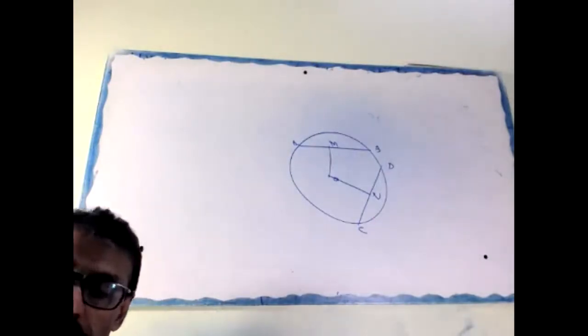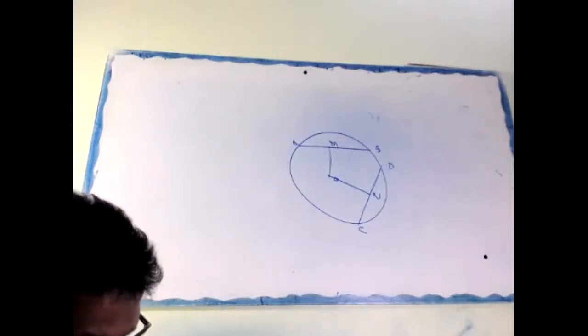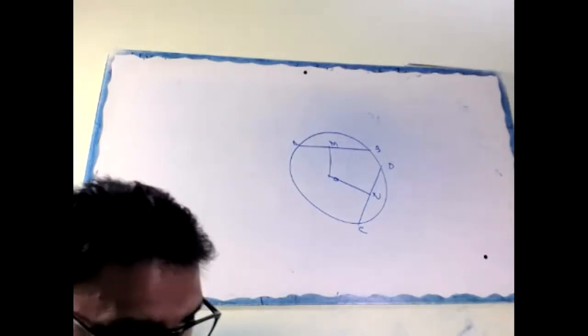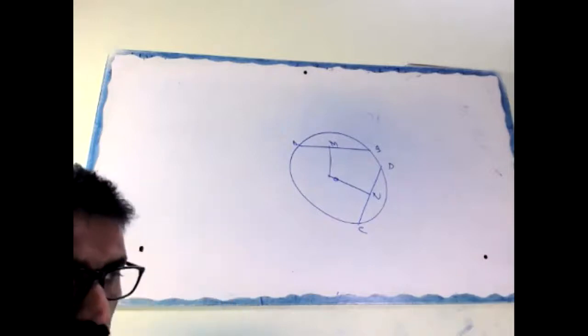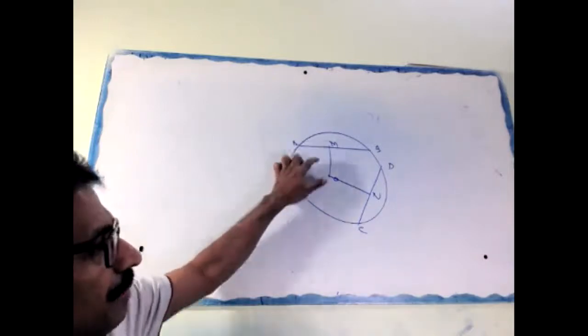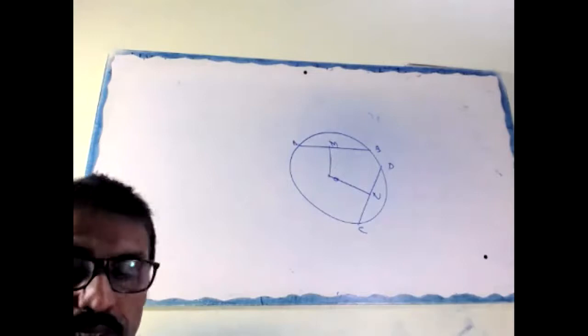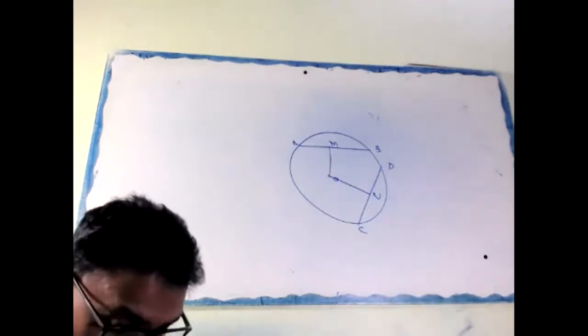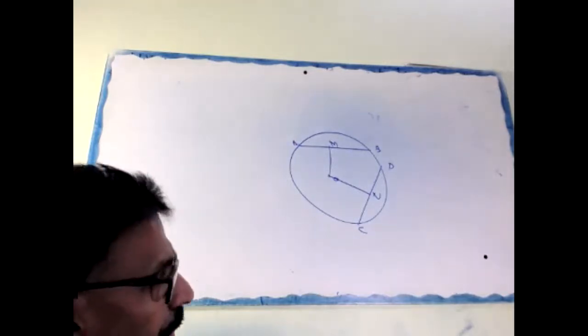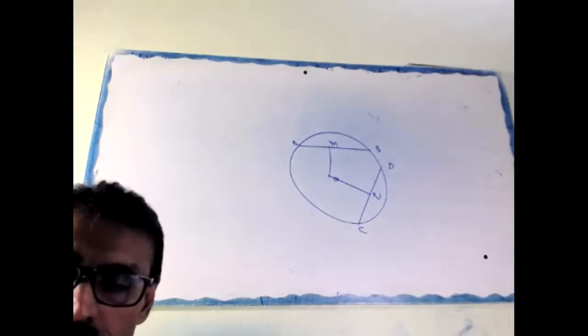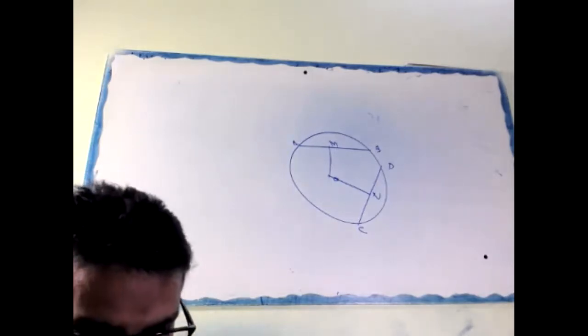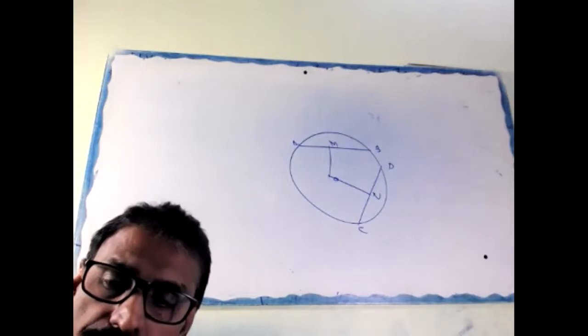Then its converse also there is. Chords equidistant from the center are equal. That means if OM equals ON, then AB equals CD. Understood? If OM equals ON, then AB equals CD. Now, based on fourth theorem, listen here.